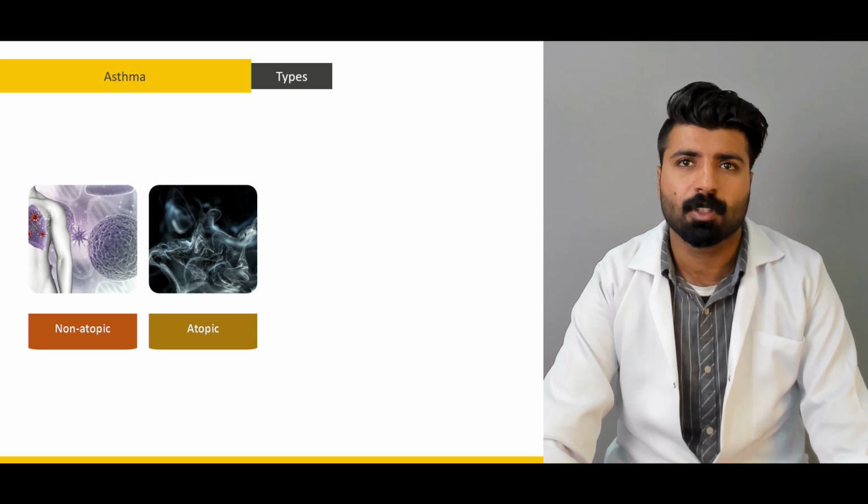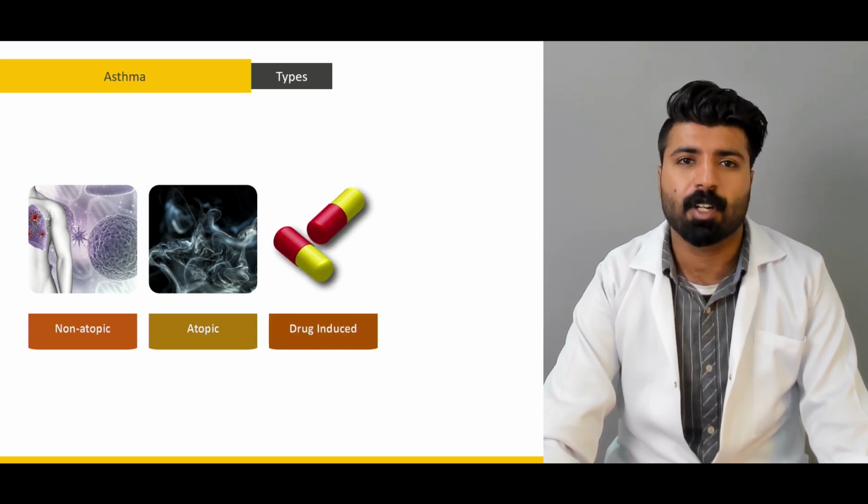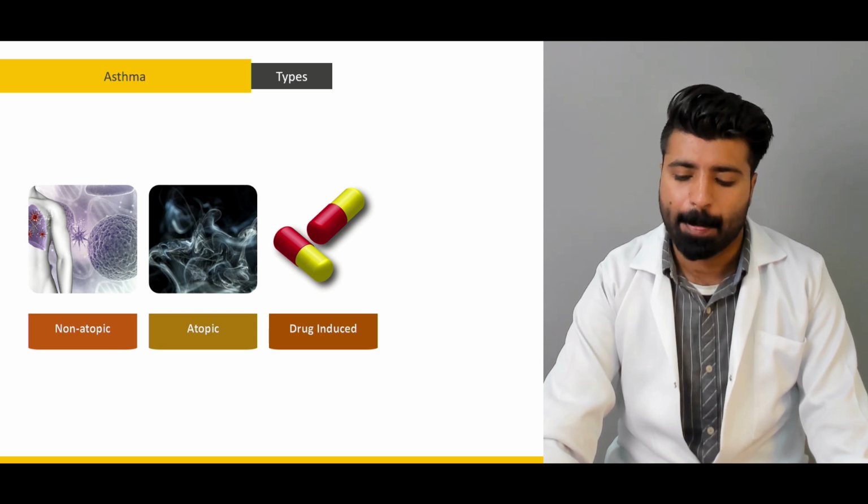Some people just get asthma when they're running, when they're exercising. Then comes drug-induced. There are many types of asthma which are drug-induced. Very basic type is aspirin-induced asthma. As you take in the aspirin, asthma exacerbates.